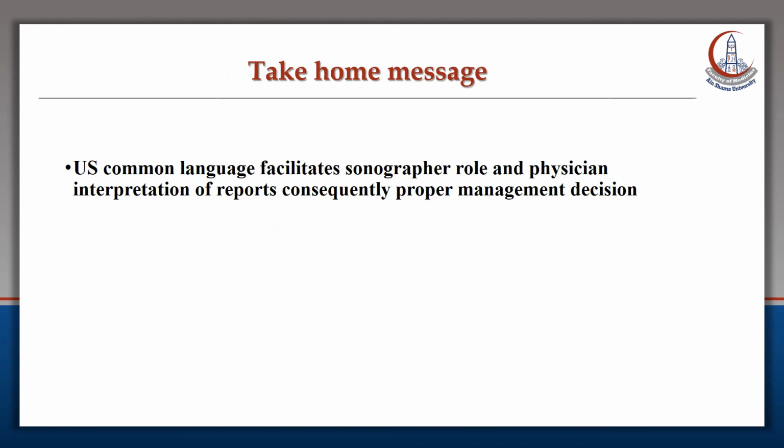Now, I want you to take home message. Ultrasound language facilitates sonographer role and physician interpretation of reports. Consequently, proper management decision will be taken.